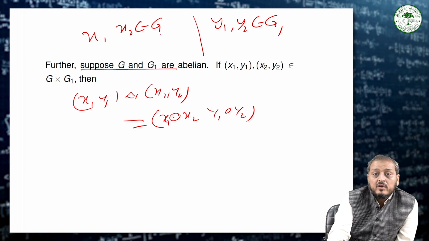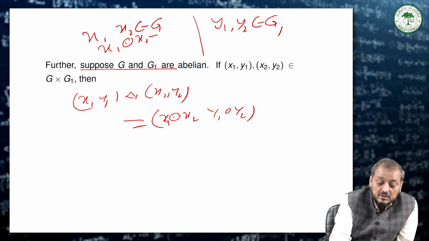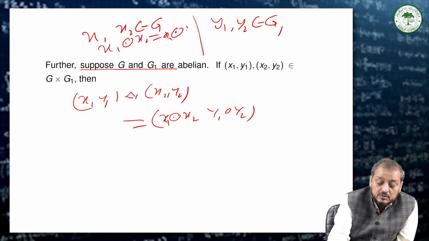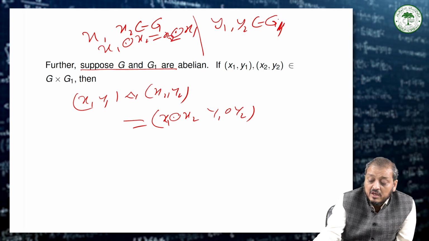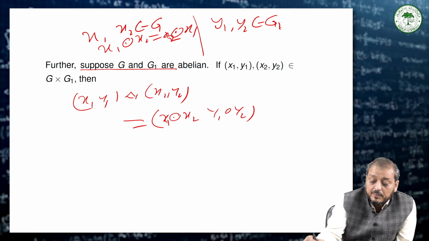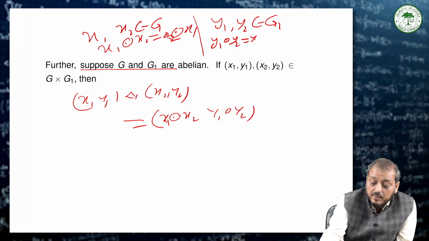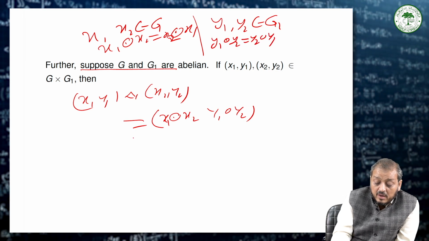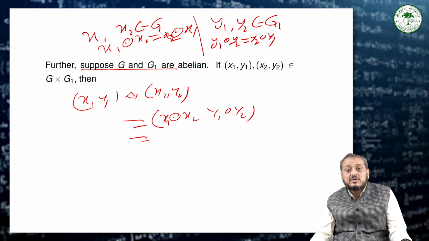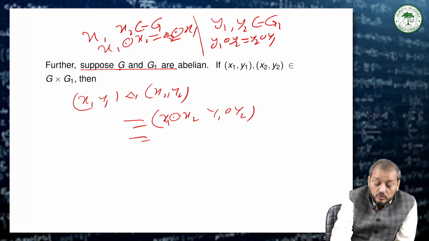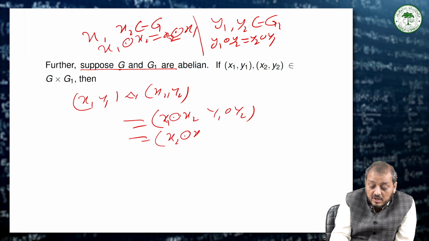If G is an abelian group, then clearly the binary composition of x1 and x2 is the same as x2 composed with x1. Similarly, G1 is also abelian. If G1 is abelian, then y1 circle y2 is the same as y2 circle y1. Because G and G1 are both given as abelian groups, this can be written in the form of x2 and x1.